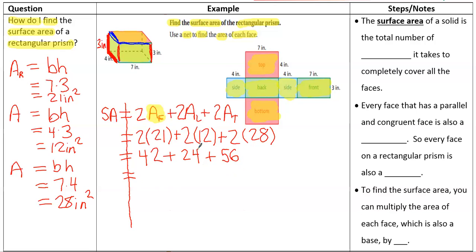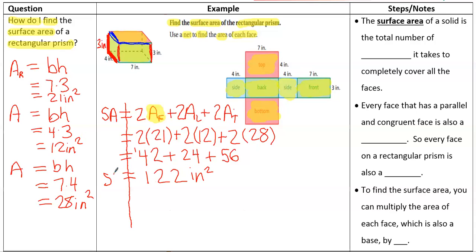6 ones plus 4 ones, that's 10 ones, plus 2 ones, that's 12 ones. That means I have more than 10, so I'm going to have to regroup 1 in the tens place. 1 ten plus 4 tens is 5, plus 2 tens is 7, plus 5 tens is 12. And what are these units? Oh yeah, we're finding out how many square inches it takes to cover this whole thing. So that's inches squared.